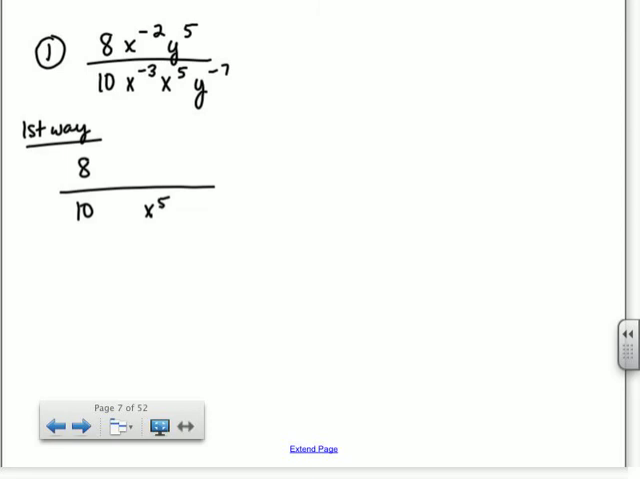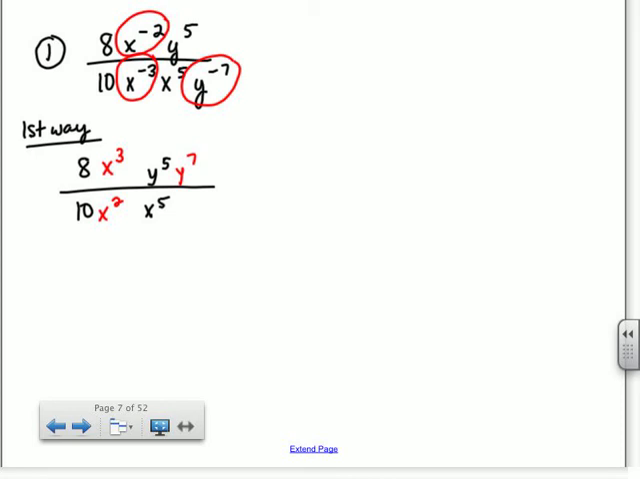So the things that would stay would be the 8, the 10, the x to the fifth, and the y to the fifth. Everything else had a negative power, so they're going to go to the opposite location. So instead of having x to the negative 2 on top, I'm going to have x squared on the bottom. Instead of having x to the negative 3 on the bottom, I'm going to have x cubed on top. Instead of having y to the negative 7 on the bottom, I'm going to have y to the 7th on top. Okay, the benefit of doing it this way is it just looks a lot easier. It makes more sense when you do like the subtraction rule or when you think about it logically. There's no negatives there.